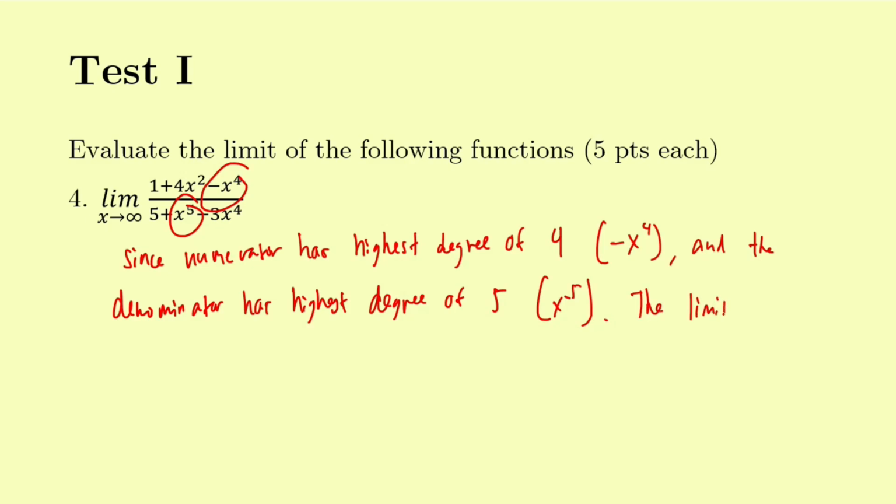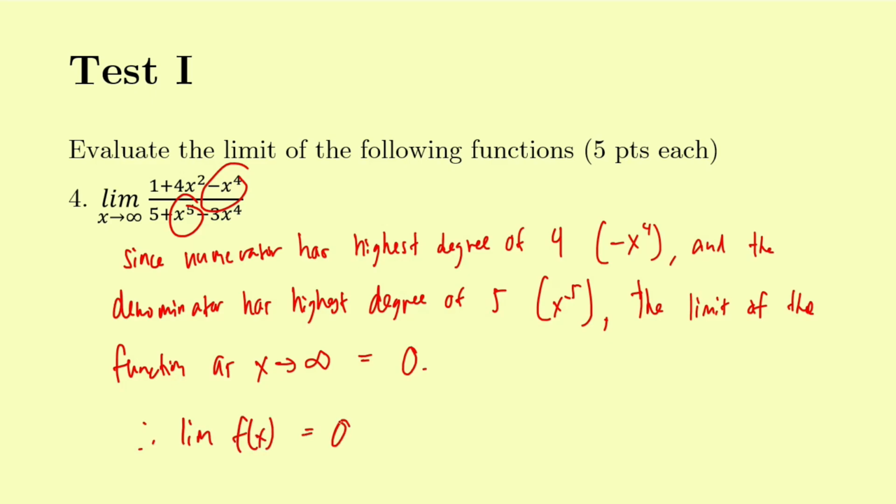The limit of the function as x approaches infinity is equal to 0. So therefore, the limit of f of x is equal to 0. That's how easy it is.